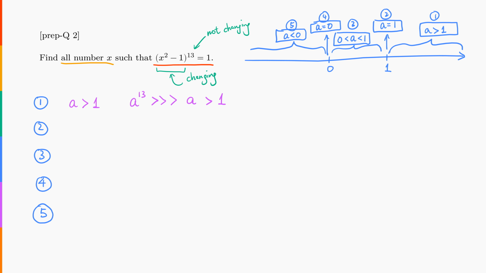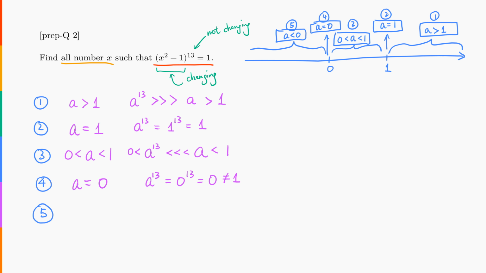Case 1, a greater than 1, then a to the power of 13 will be much greater than a, and thus greater than 1. Case 2, a equals 1, then a to the power of 13 will be equal to 1 to the power of 13, which in turn will be 1. Case 3, a between 0 and 1, then a to the power of 13 will be much smaller than a, which in turn will be smaller than 1. Although a to the power of 13 will still be positive, it will still be greater than 0.